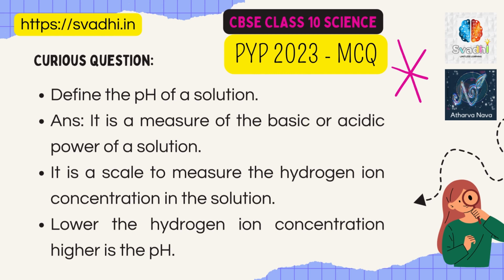Curious question. Define the pH of a solution. Answer: it is a measure of the basic or acidic power of a solution. It is a scale to measure the hydrogen ion concentration in the solution. Lower the hydrogen ion concentration, higher is the pH.